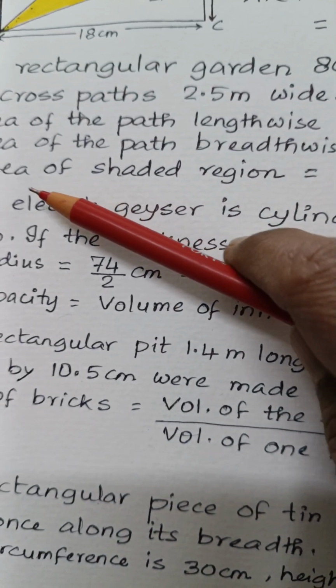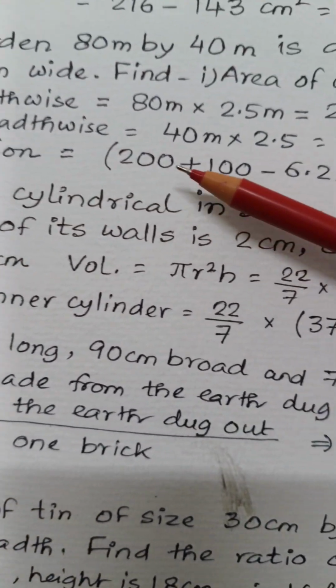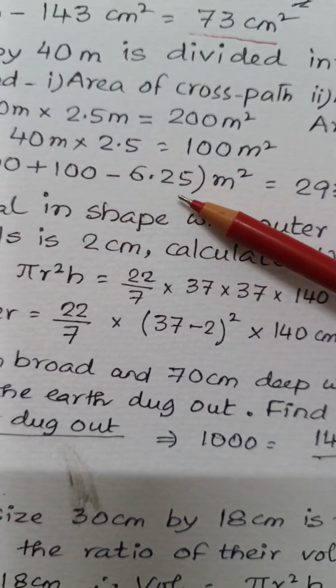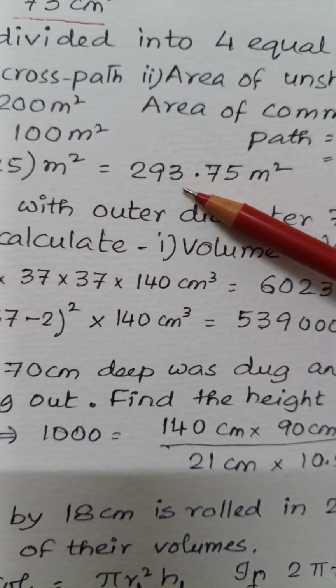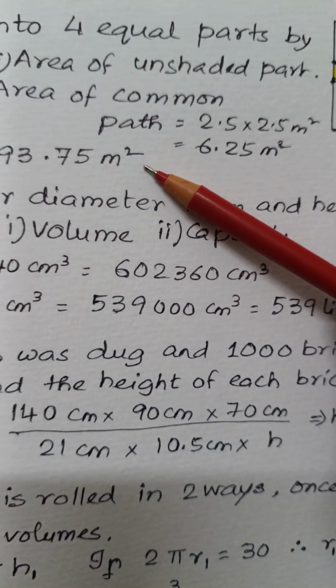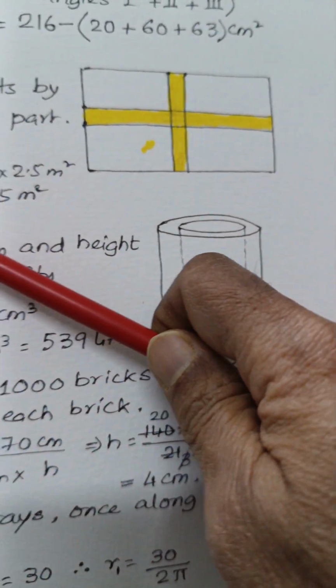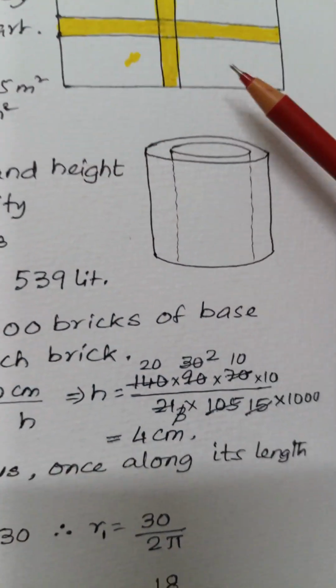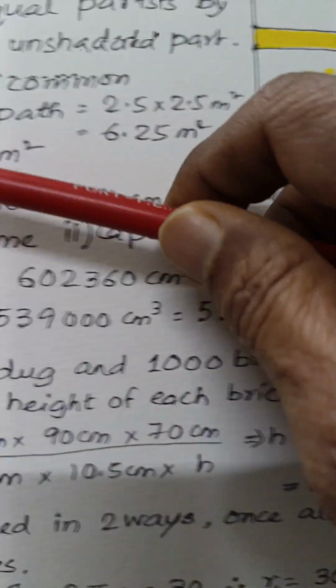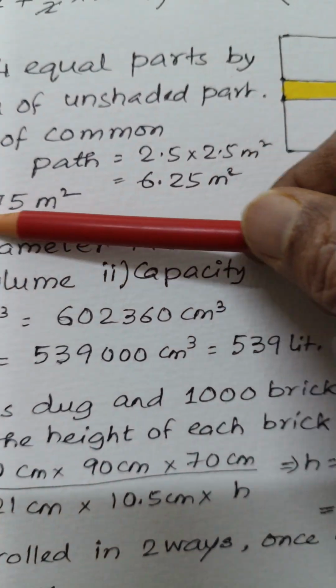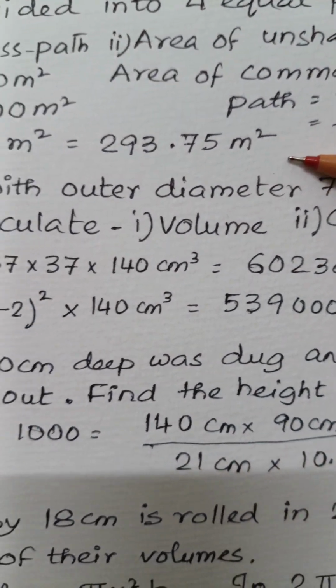Now you have to subtract this. Area of the shaded region is equal to 200 plus 100 minus 6.25, that is 293.75 meter square. And area of the unshaded part is area of this rectangle minus area of the shaded region. This one.